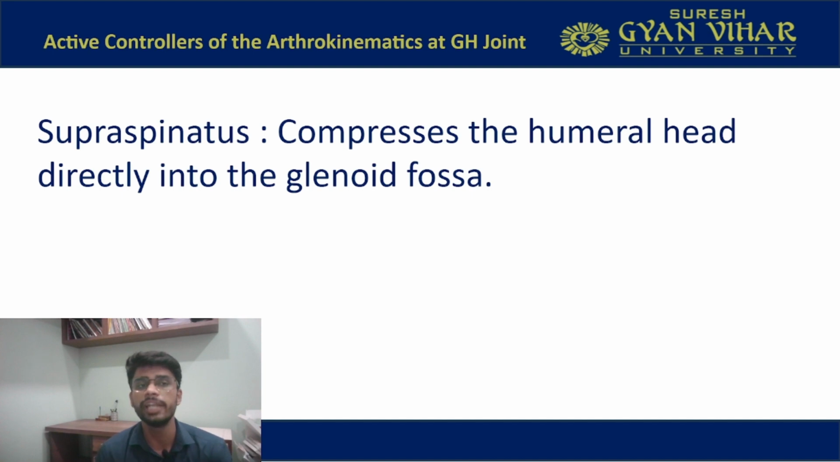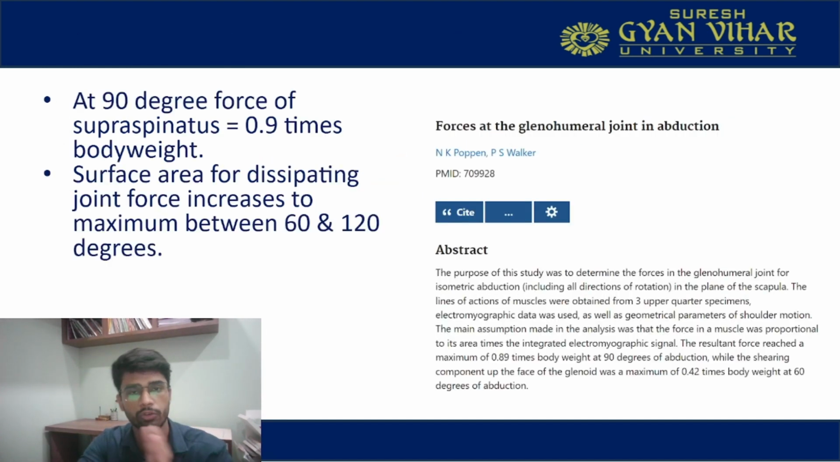Now let's understand how these rotator cuffs are the active controllers of the arthrokinematics at the GH joint. First of all, we will understand the functioning of the supraspinatus muscle. Till now we have studied that it compresses the humeral head directly into the glenoid fossa, because it is pulling your humeral head in the upward direction. There is gravity in the downward direction, and then there is a resultant force which is giving the compression. So this is compressing the glenoid fossa in the downward direction.